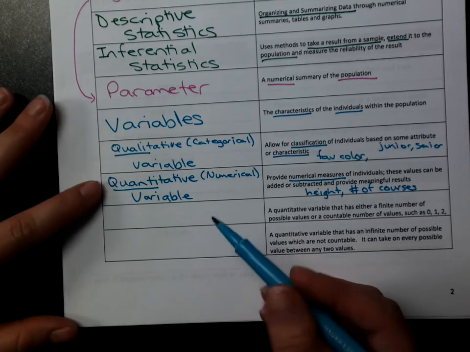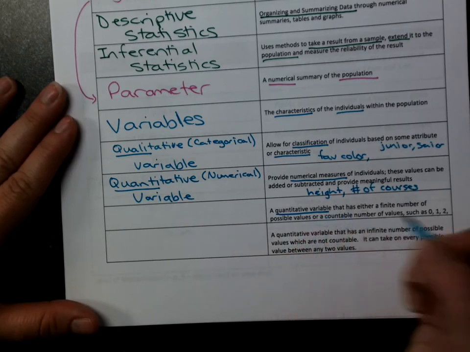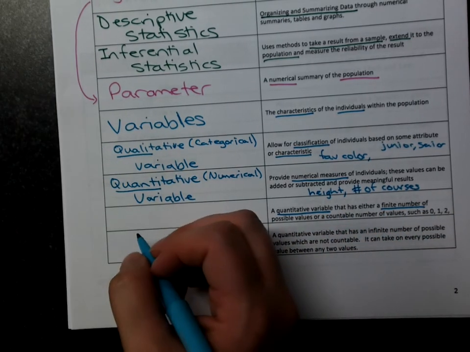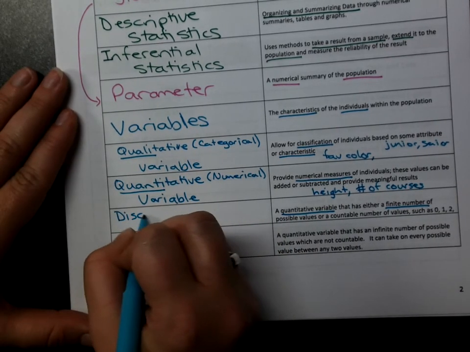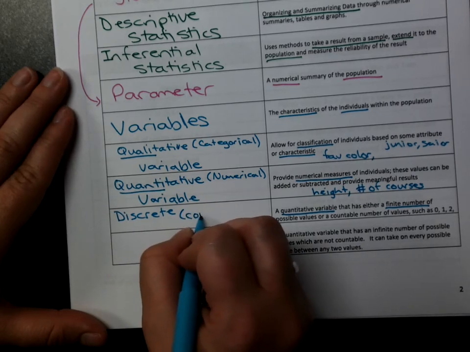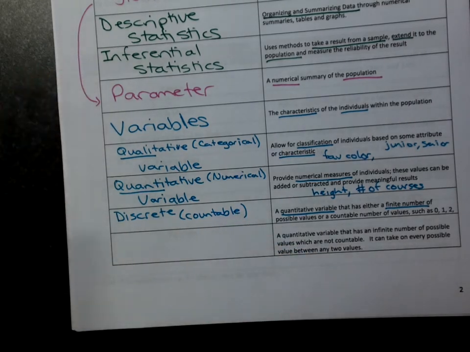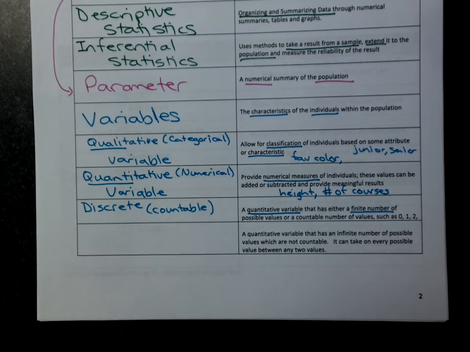Within quantitative variables, there are two specific types. There's a quantitative variable that has a finite number of possible values, and this is called a discrete quantitative variable. This is countable. If I wanted to know how many classes you were taking, how many siblings you had, how many cars you've owned, anything I could count, how many of this, how many of that. Anything countable is called discrete.